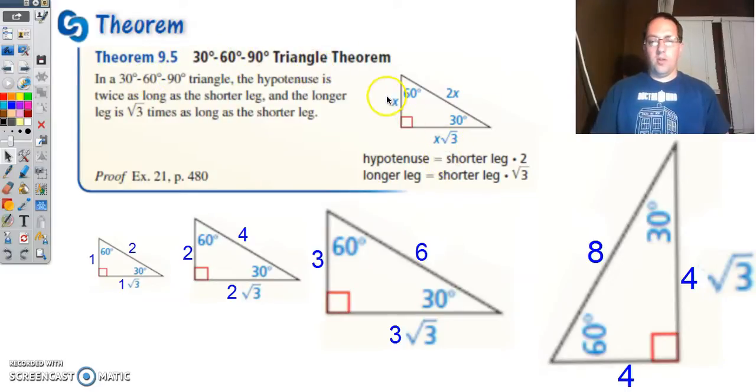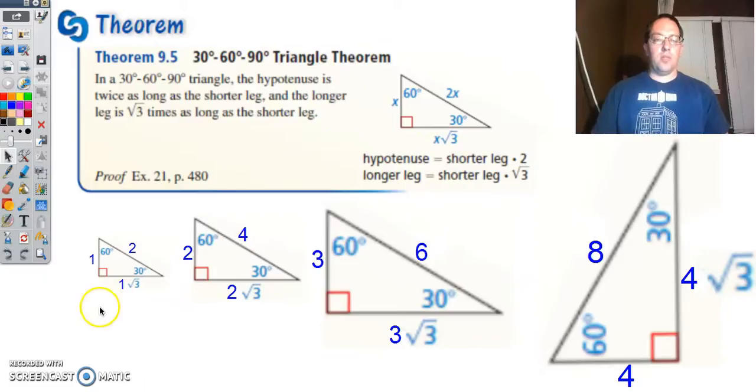30-60-90 right triangles. What we have here, the hypotenuse is twice the length of the short leg. So this is the one opposite the 30 degrees. The long leg is going to be the short leg times the square root of 3.